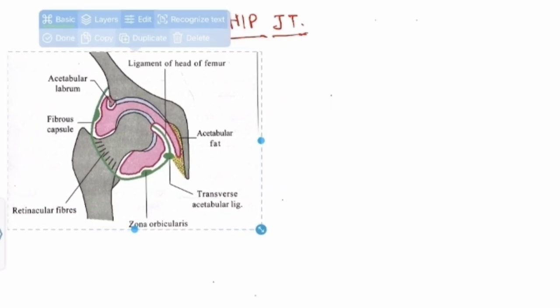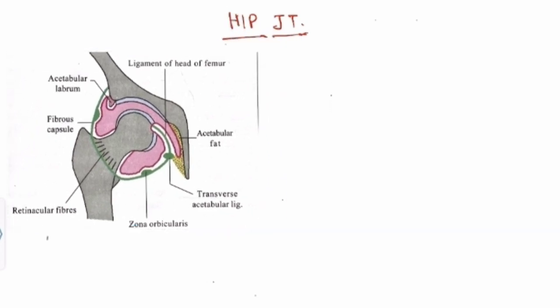So this is a cross section of the hip joint, a coronal section of the hip joint. Now, if you want to draw this diagram, it's a very easy diagram. I'm not drawing it because I've already taken the picture, so it's quicker for me if I show it like this. But this diagram is important. You should be drawing it.